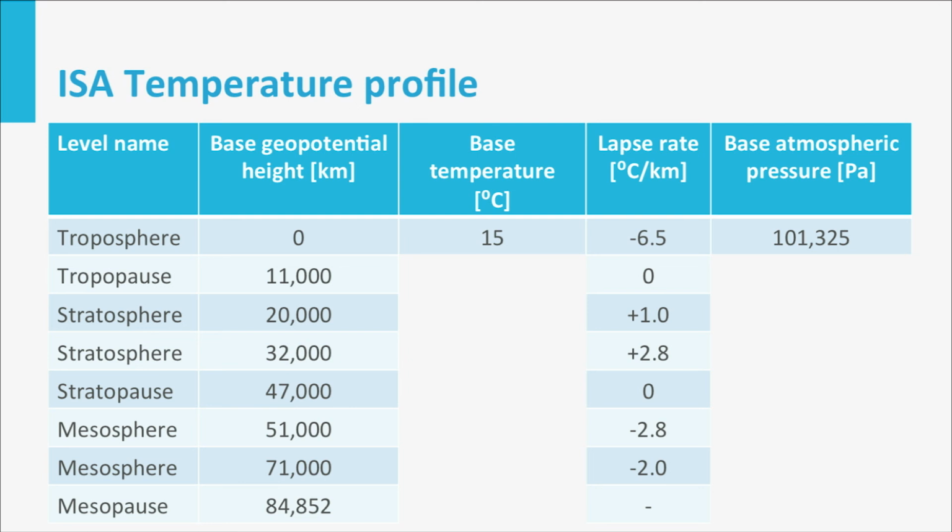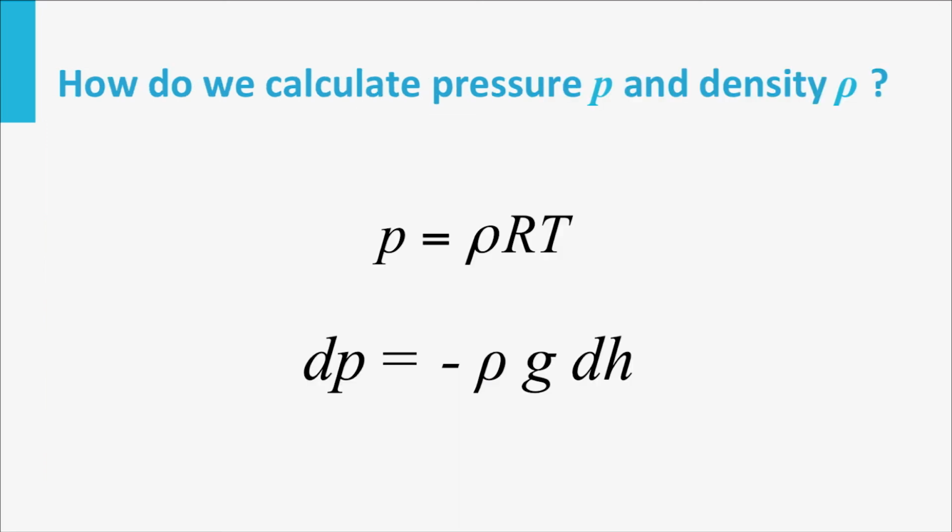With the gradient and the base temperature, we can very quickly calculate the temperature at all the borders of the different layers. But how do we calculate the pressure and the density? Of course, if we have one of the two, we can very quickly calculate the other with the equation of state. Well, we have two equations. We have the equation of state and the hydrostatic equation. Let's start with the bottom one, the change in pressure, because we're looking for the pressure. So dP equals minus rho times g times dh. Let's use that as a start for the derivation of the standard atmosphere.